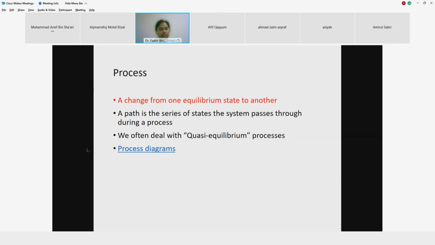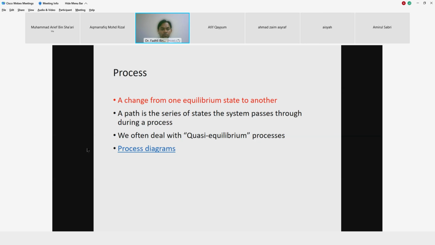A path is the series of states the system passes through during a process. So a path is a route, a way. It can be a straight way, a curved way, or a vertical way. So we often deal with quasi-equilibrium process. Quasi-equilibrium means near to equilibrium, near to a balanced state. That is quasi-equilibrium.